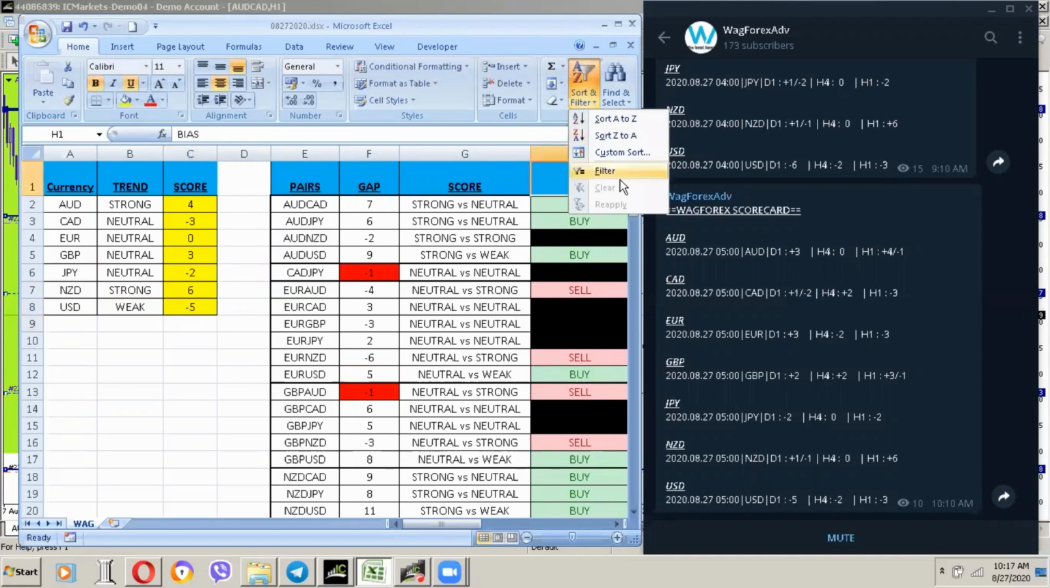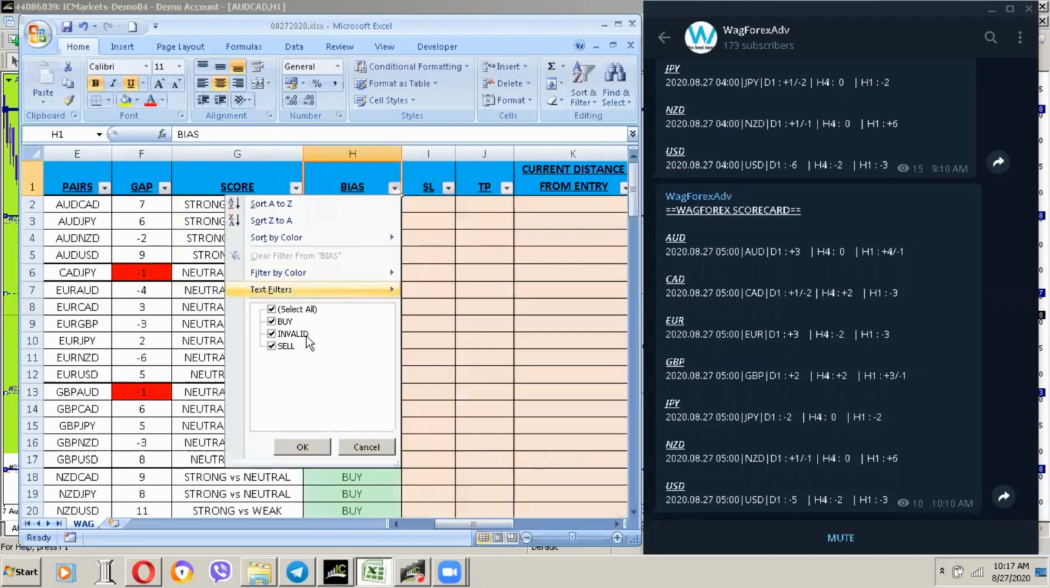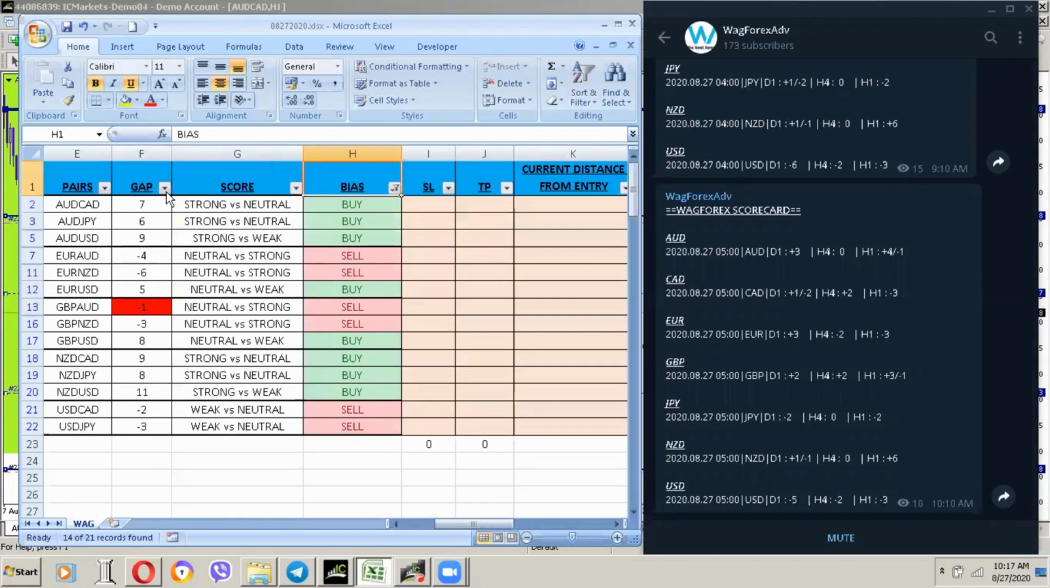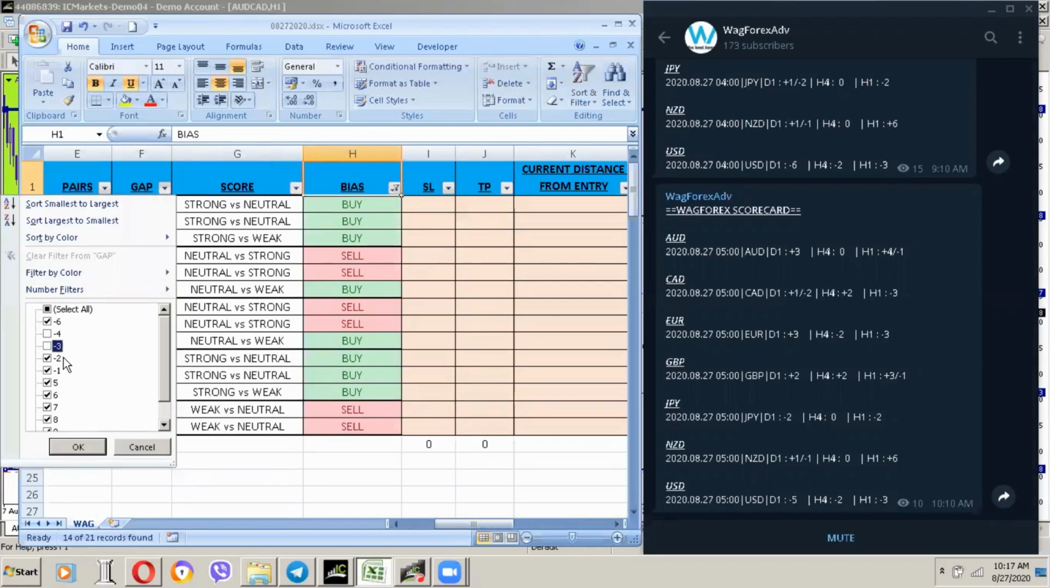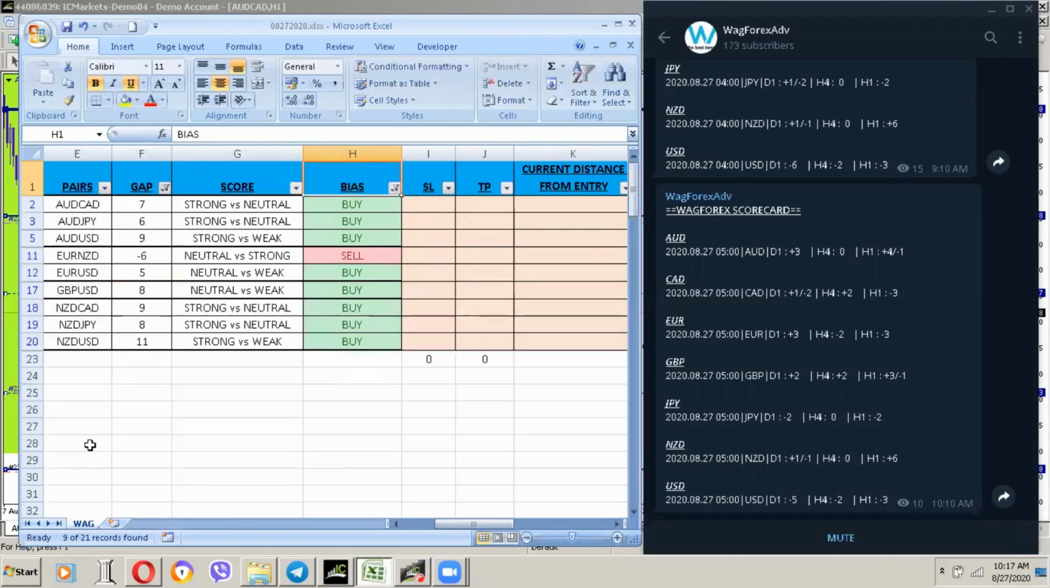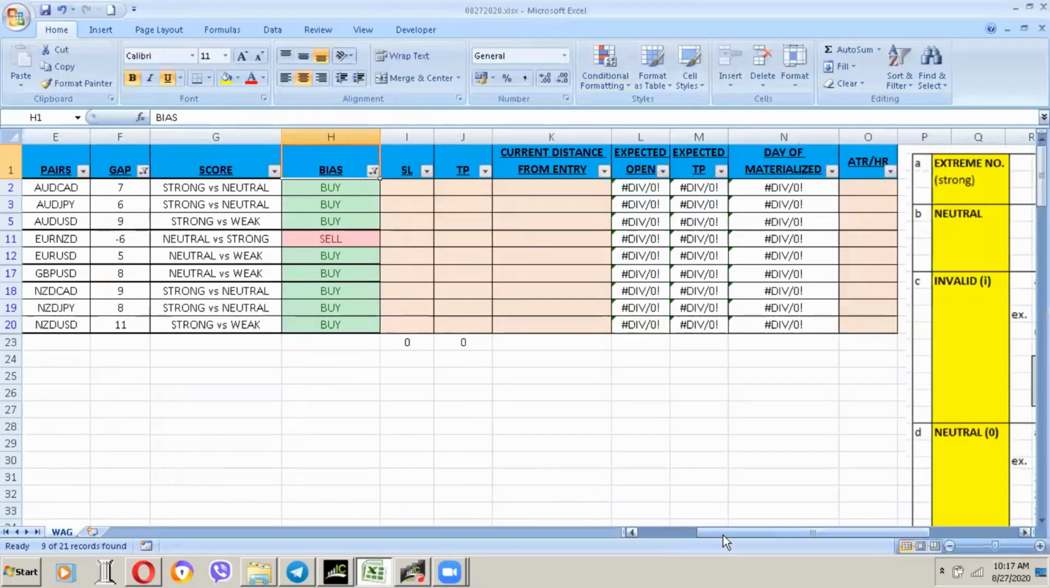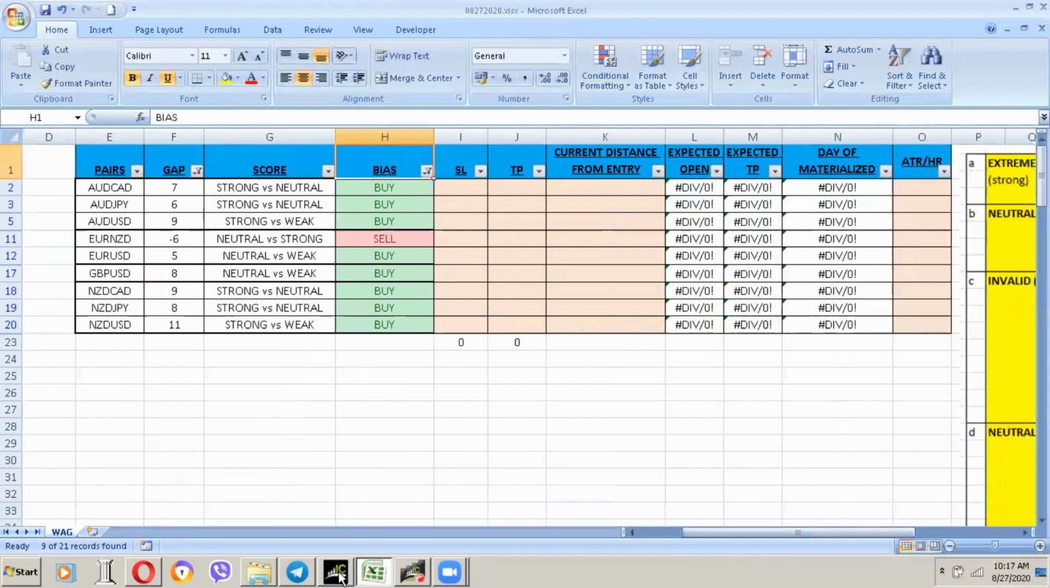So let's filter out all invalid breaks and all gaps below 5. So we only have these tradable pairs. Let's check the chart.